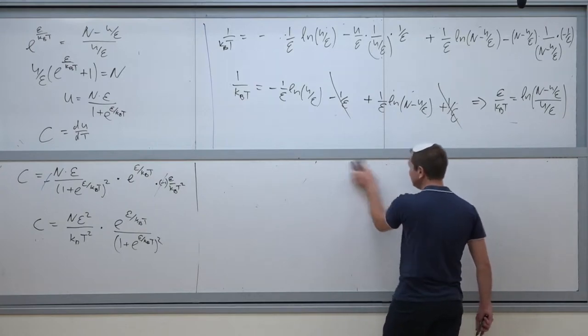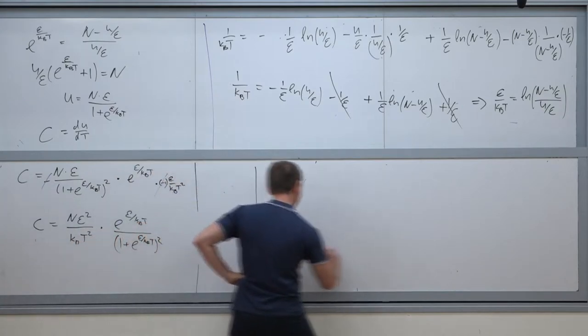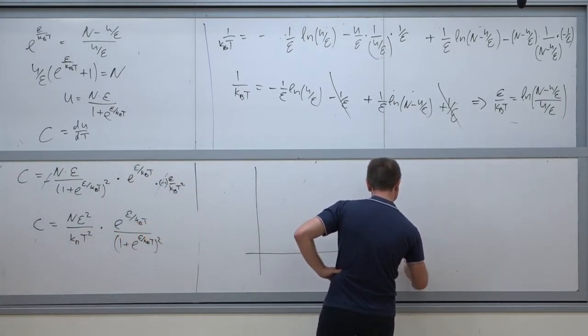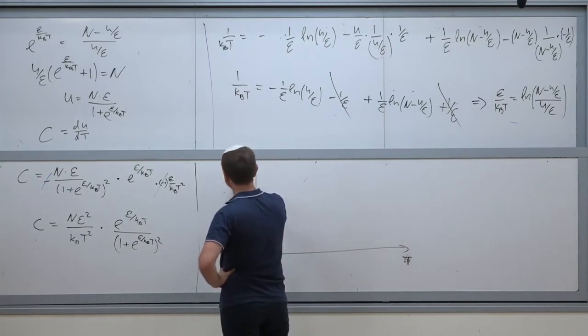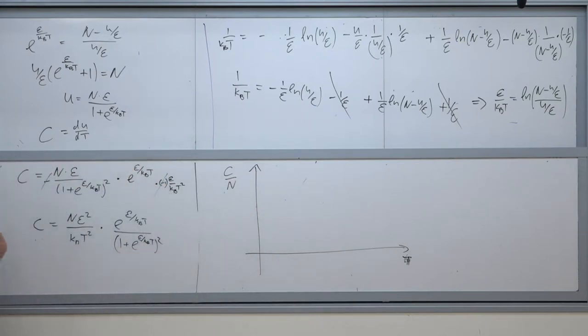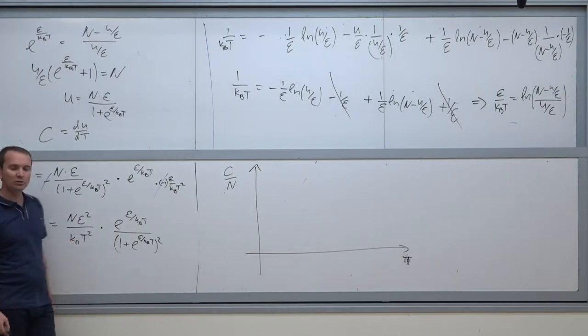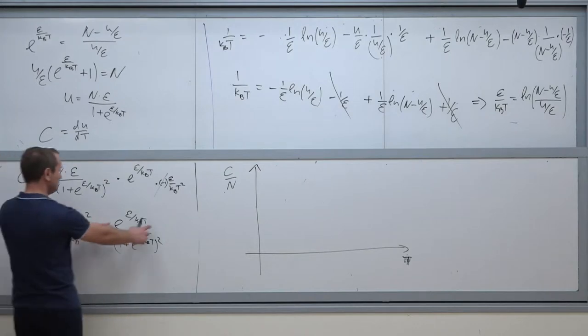So let's analyze the two regimes. We can draw over here as a function of temperature C divided by N. These are our two terms. So what happens in this system when the temperature is going to zero? This guy explodes, it simply diverges. It diverges polynomially, as T to the power minus 2. Let's look at this term.